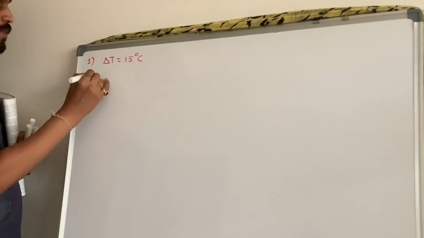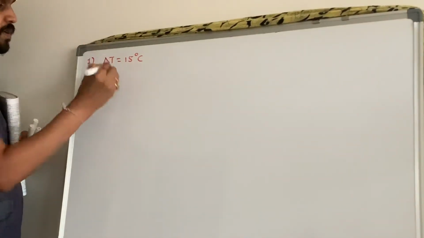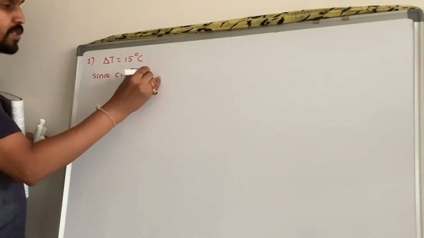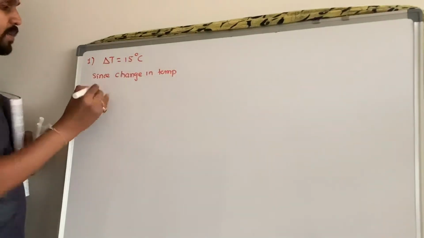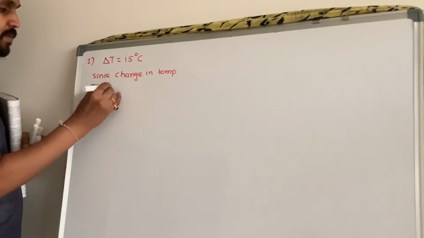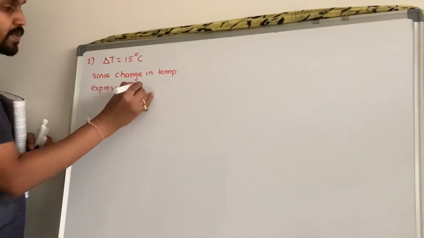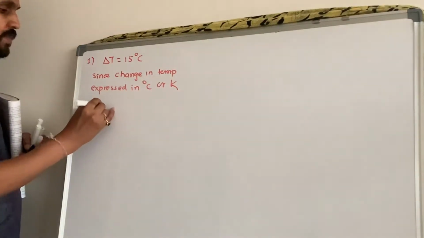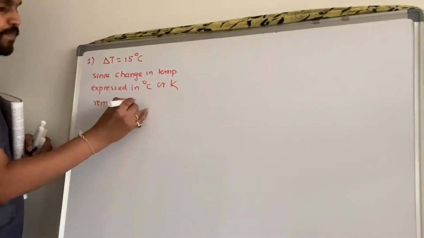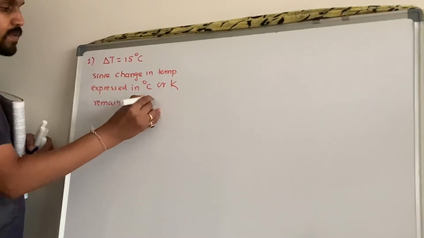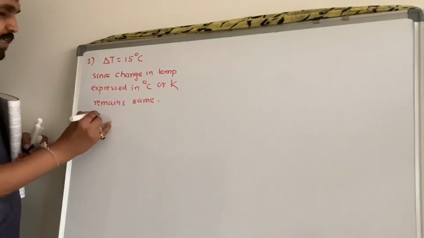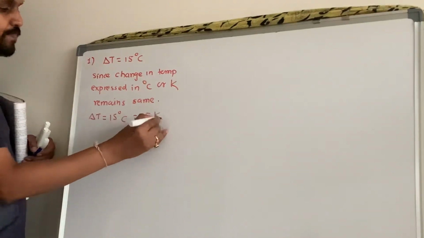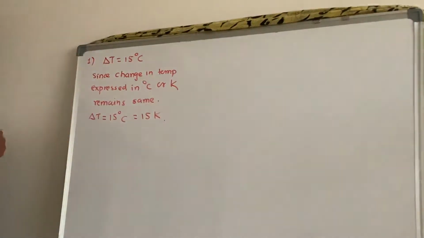So we'll write here, since change in temperature expressed in degree Celsius or Kelvin remains the same. That means your delta T is equal to 15 degrees Celsius, which is equal to 15 Kelvin. Now, how do I prove this? I have to prove this part.